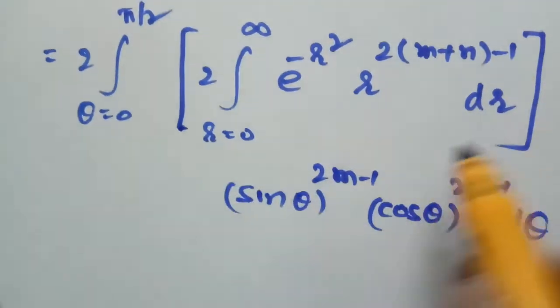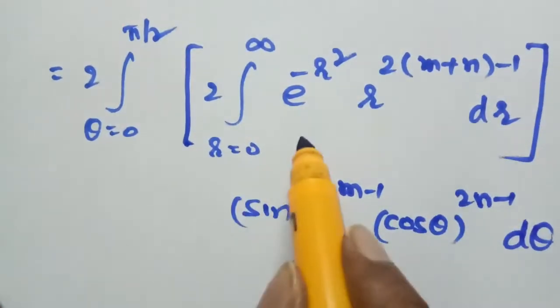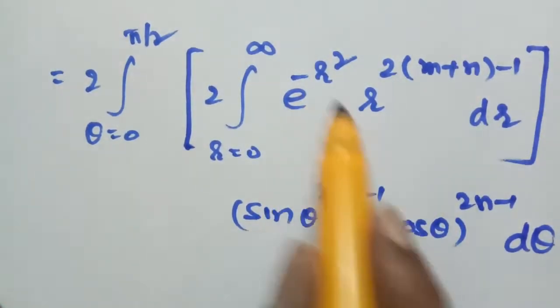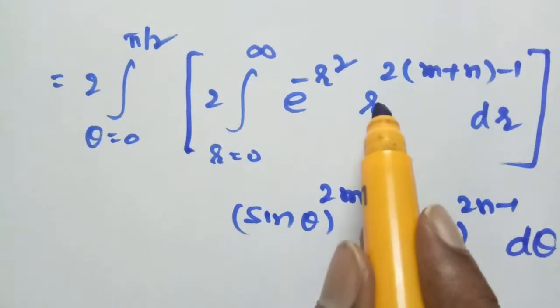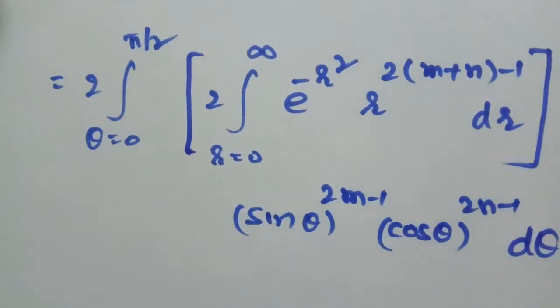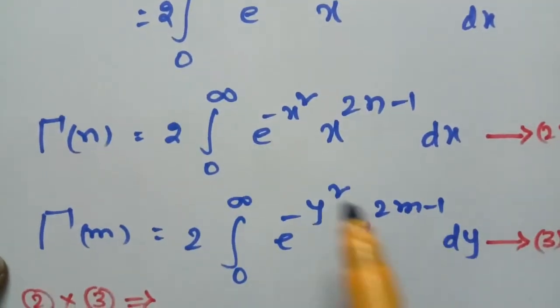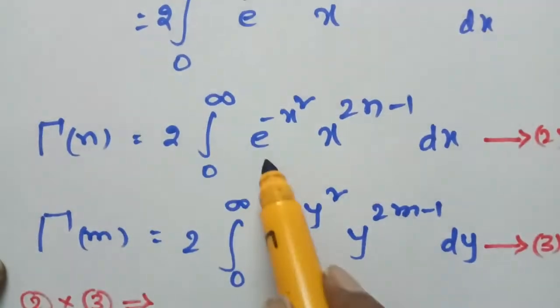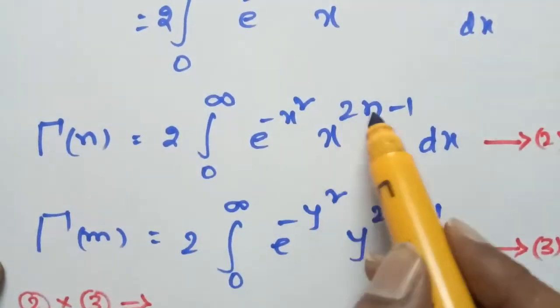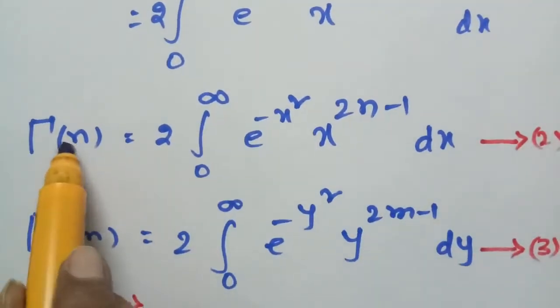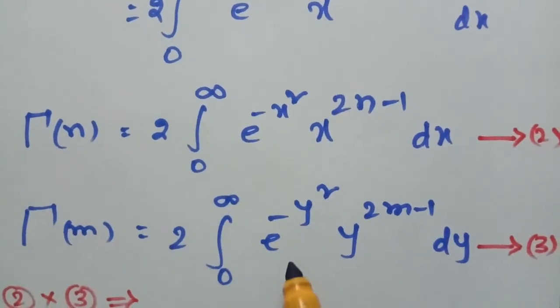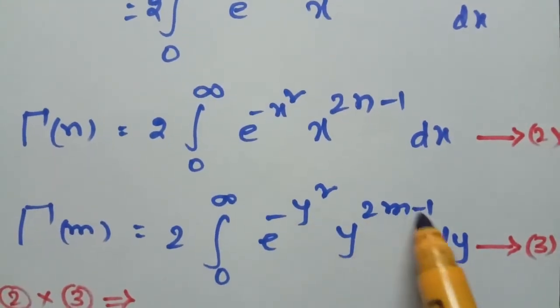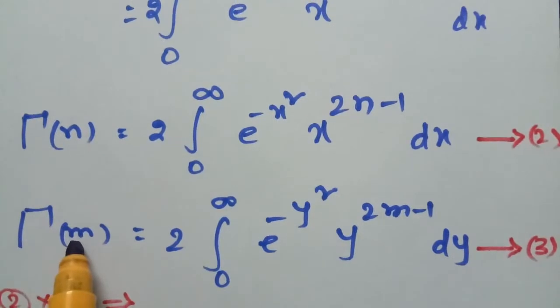Therefore the integration within the bracket, from equation number 2, is gamma of m plus n. See equation 2 or 3. 2 times the integral 0 to infinity e power minus x square into x to the power of 2n minus 1 dx is equal to gamma of n. 2 into the integral 0 to infinity e power minus y square y to the power of 2m minus 1 dy is equal to gamma of m.